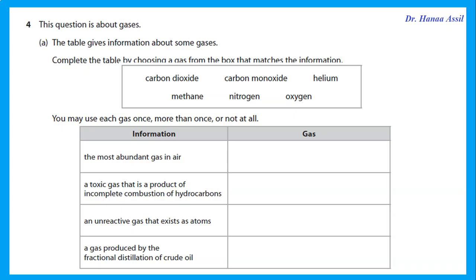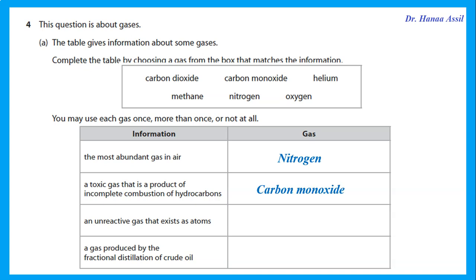Question 4 says, this question is about gases and we have a table and you are required to choose from that table the most abundant gas in air. Which of these is the most abundant gas in air? You should know that air has mostly nitrogen, about 78% nitrogen. A toxic gas that is a product of incomplete combustion of hydrocarbons. We said if hydrocarbons do incomplete combustion, they form which of these gases?